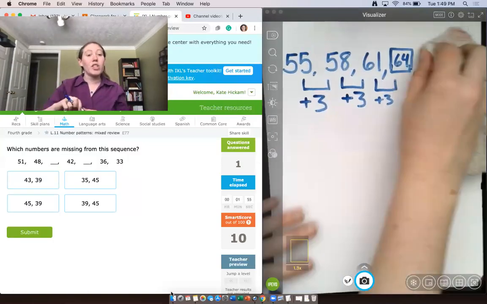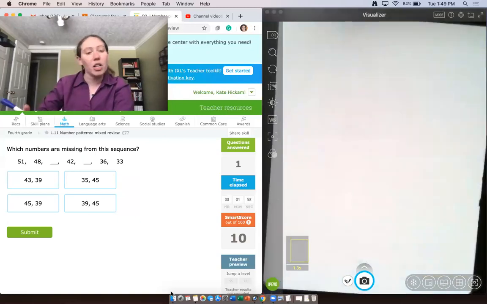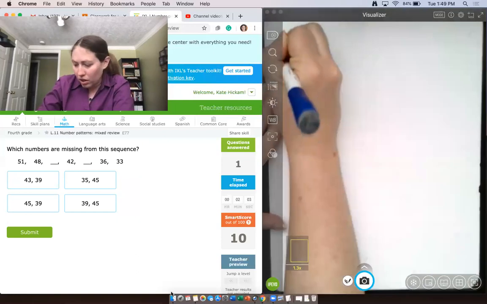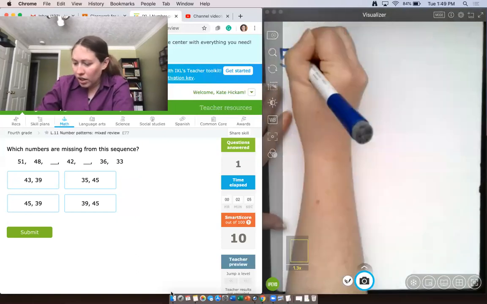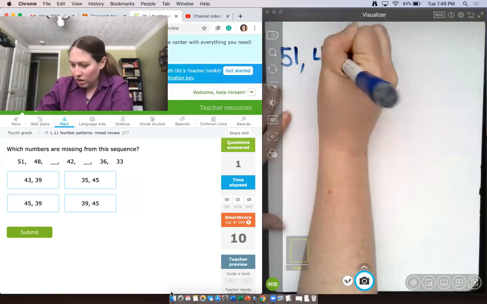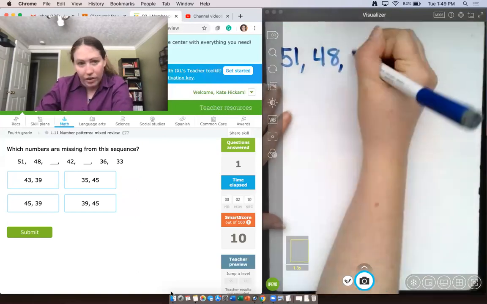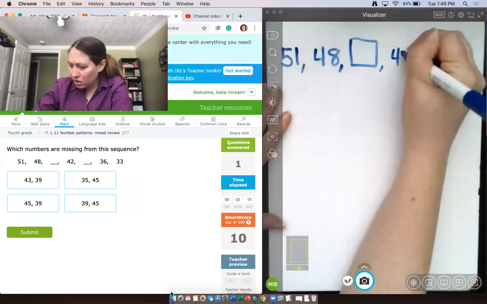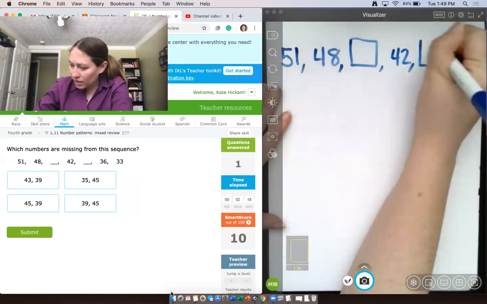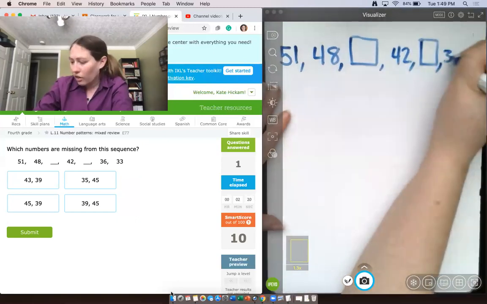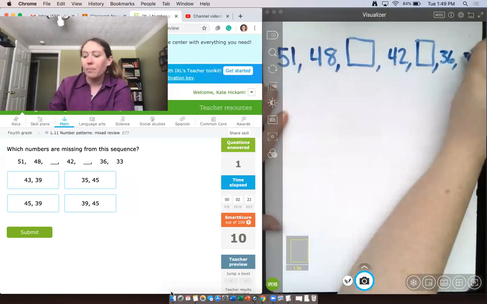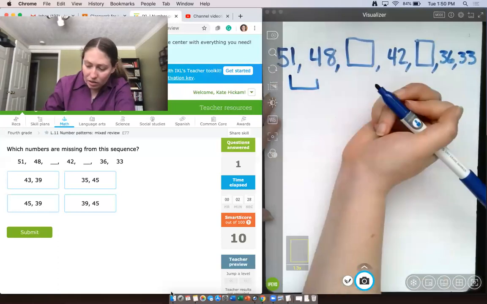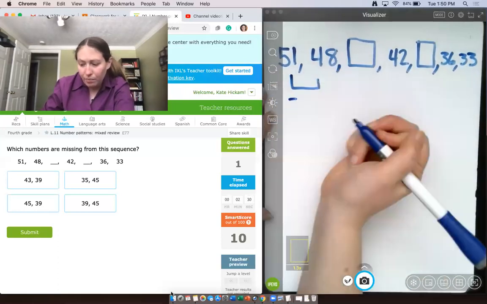All right, so which numbers are missing from this sequence? I'm going to do the same thing. I'm going to list out some of the numbers we have. So we have 51, 48. We have a blank spot we've got to fill in. 42. Blank spot. 36. And 33. Okay, so this time we're decreasing, which means we're either going to subtract or divide.